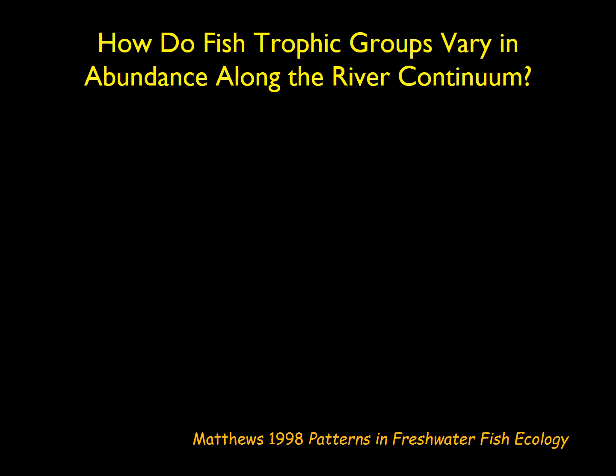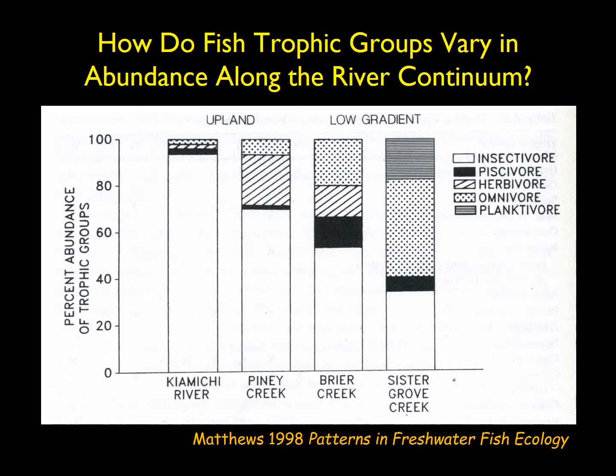So if you think about how fish trophic groups vary in abundance along the river continuum, we want to think about resource availability and think about what resources are where in that continuum. So Bill Matthews, in his book Patterns in Freshwater Fish Ecology, looked at upland, so sort of upland high gradient streams versus low gradient, further downstream areas. And he looked at the percent abundance of different kinds of trophic groups.